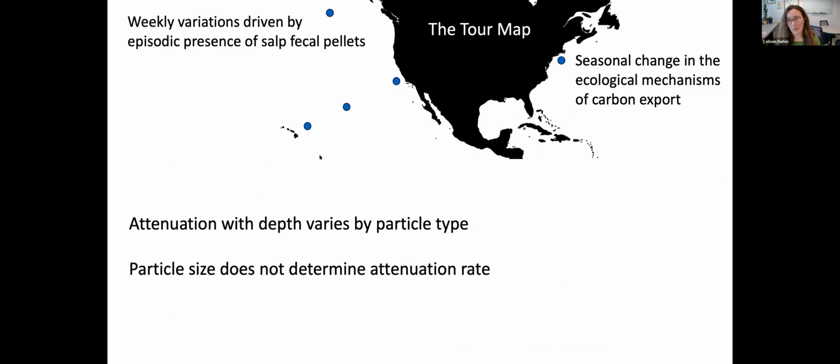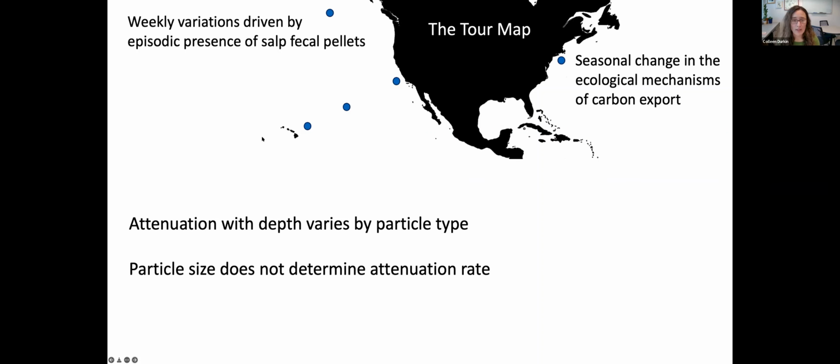The takeaway from this second stop on our tour is that we saw this big shift, this seasonal change in the ecological mechanisms of carbon export at this location, even though the magnitudes out of the surface were pretty similar. And then when we think about those locations together, we saw that the attenuation with depth varies according to each particle type, and it wasn't so much determined by particle size. So the large particles can attenuate very rapidly with depth.